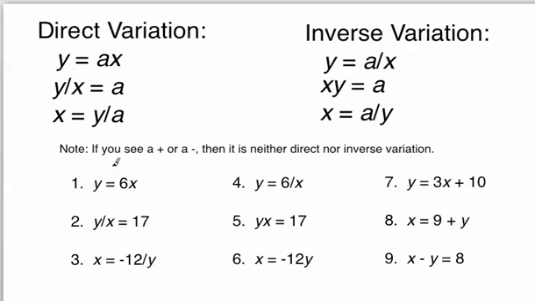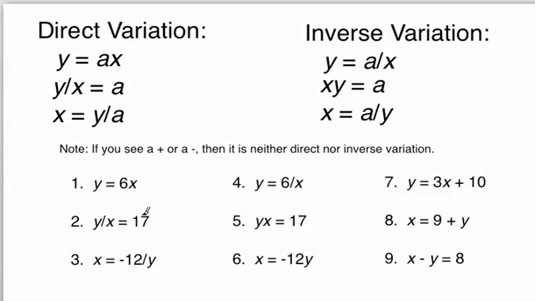A quick note: if you see a plus sign or a minus sign, then it's neither direct nor inverse variation. If you see exponents, then it's neither inverse nor direct variation. It has to look exactly like one of these three with just a number for A. Or there could be, for example, 6xy equals 32, because then you would just divide both sides by 6 and it would get right back here. But essentially it has to look exactly like one of these.